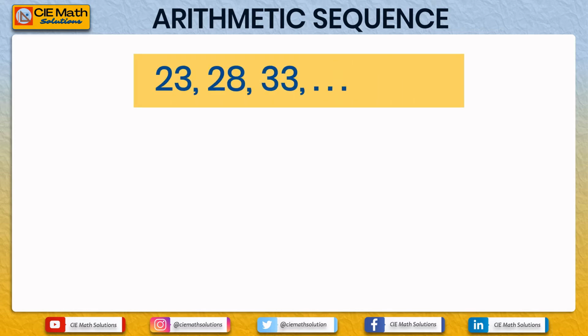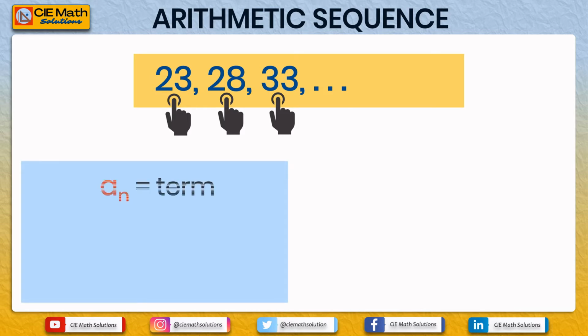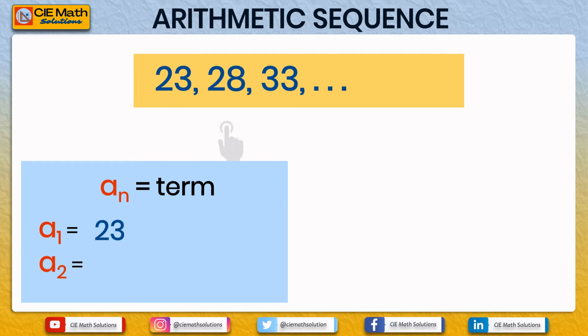We will take an example of an arithmetic sequence containing 23, 28, and 33. 23, 28, and 33 are called the terms of the sequence, and they are usually denoted by a_n. That means a_1 is the first term, which is 23, a_2 is the second term, which is 28, and a_3 is the third term, which is 33.